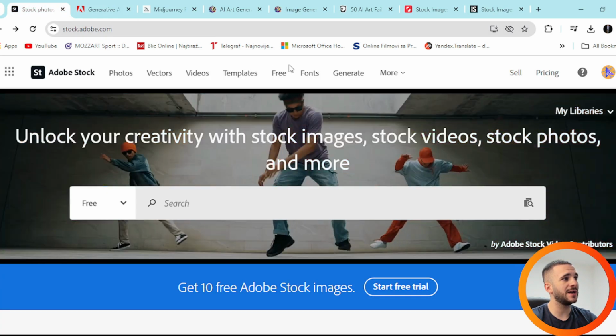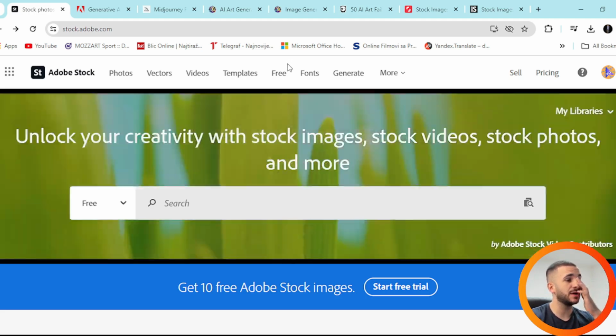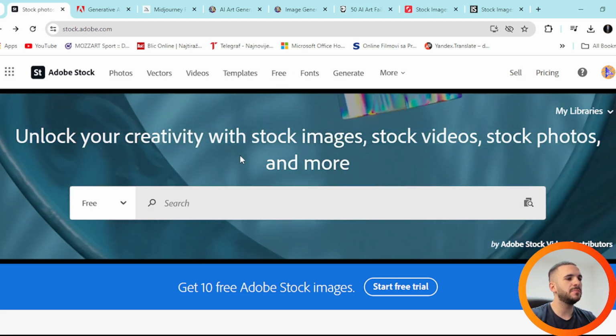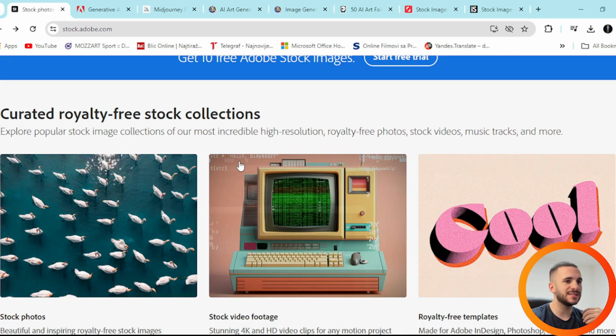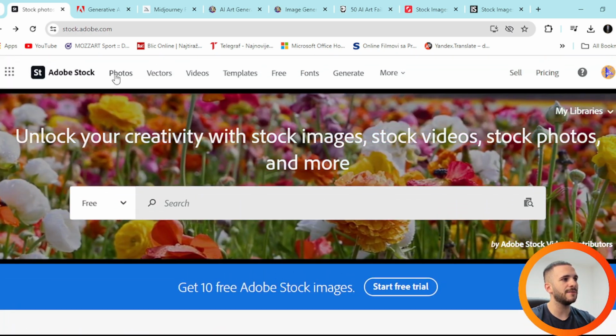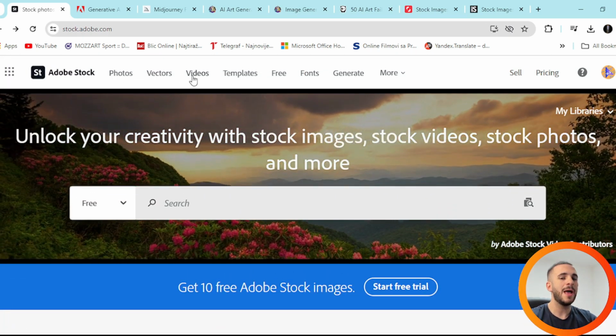Right here we can check it out, guys. Stock photos, unlock your creativity with stock images, stock videos, stock photos, and more. Why do people pay so much for it? So it's hard to find great high-resolution images, guys, such as this one right here, stock video footage, royalty-free templates, guys, stock photos, and so on. Also, you can check out, guys, right here, photos, vectors, videos, and so on.